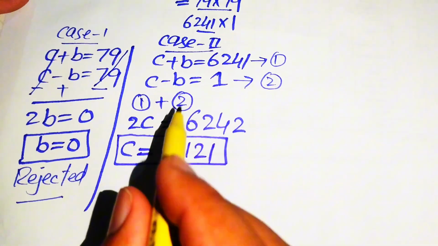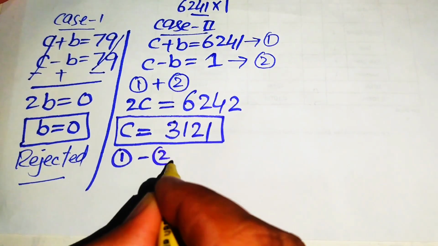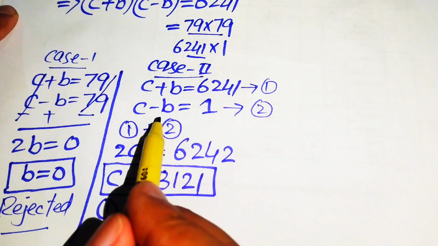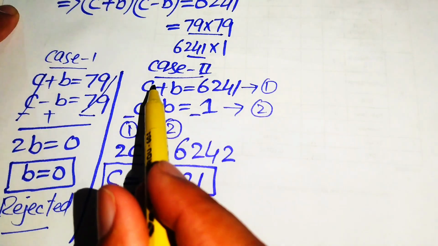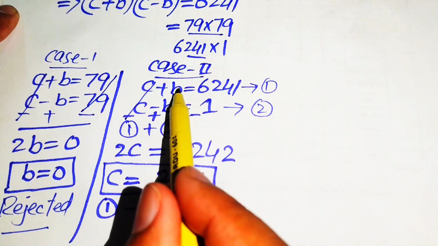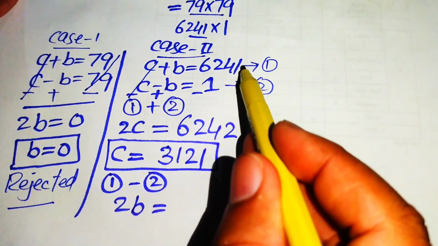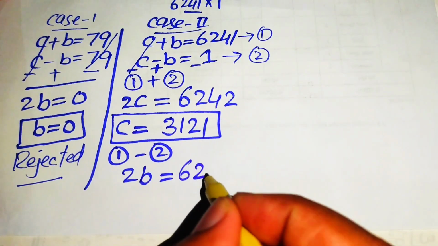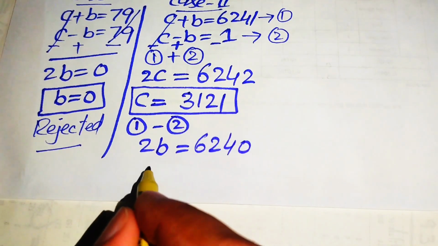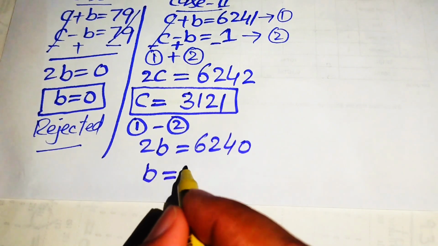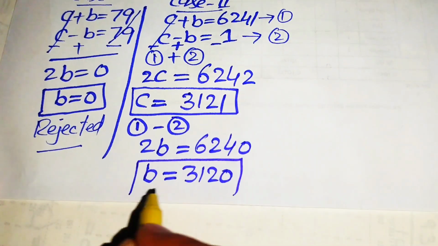Now in order to find the value of b, we subtract equation number 1 and equation number 2. When we subtract these two equations, we just change these signs, and the positive and negative c are gone, and we get b plus b equals 2 times b, and we subtract 6241 minus 1, we get 6240. Now we again divide both sides by 2, and we get the value of b equals 3120. So this is the value of b.